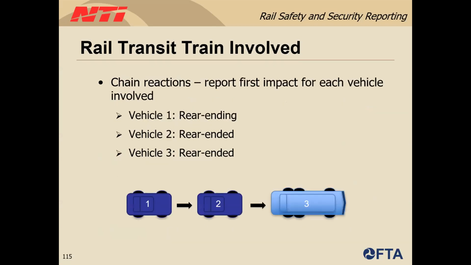Multiple vehicle accidents or chain reaction accidents can be a challenge sometimes. Remember to consider the first impact or collision type in your analysis. So in this diagram, vehicle 1 would be reported as rear-ending. It's hitting the second vehicle, which means vehicle 2 was rear-ended, which then caused it to be pushed into vehicle 3. So vehicle 2 is also reported as rear-ended because that's what happened first. And then that went on to hit vehicle 3, which would also be reported as rear-ended. So the first vehicle did the rear-ending and everything else was rear-ended.